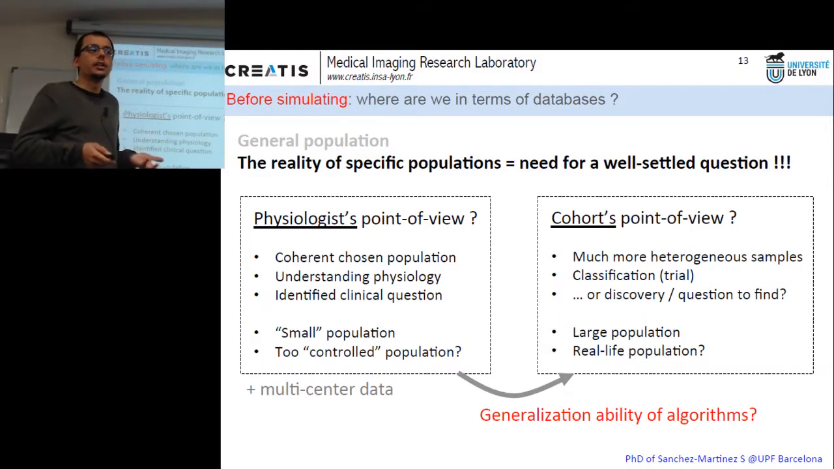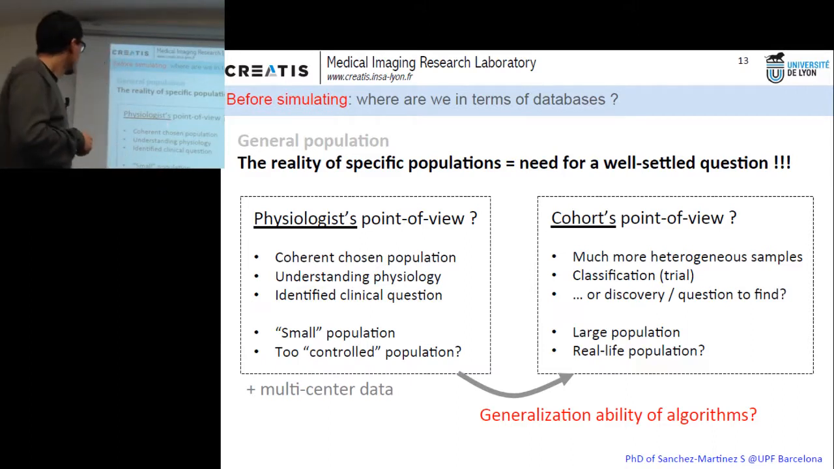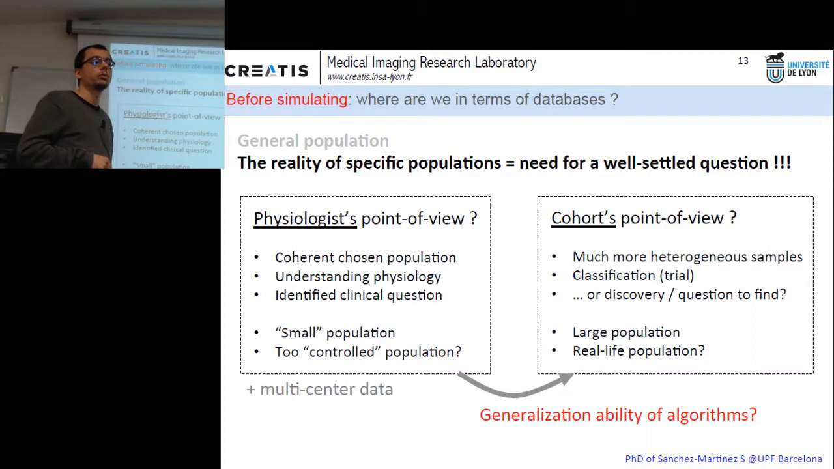But we were really challenged by the question, because was there a question about this data? So actually, there's the physiologist's point of view about data. They pick a population, a coherent population. They really focus on understanding what happens in this population, but with the disadvantage that this may be a small population or a too controlled population, too small subsets.